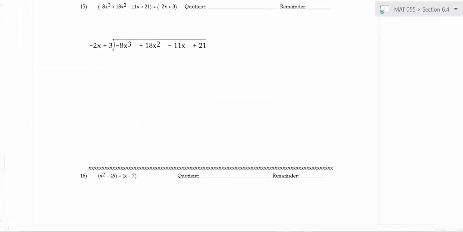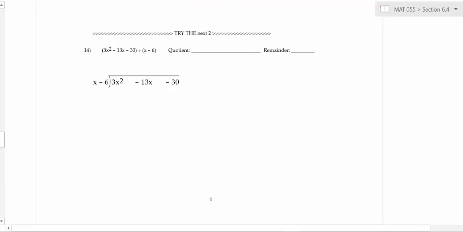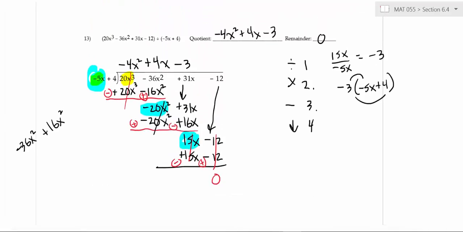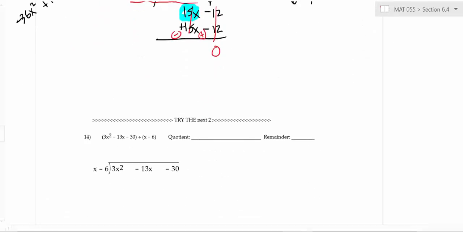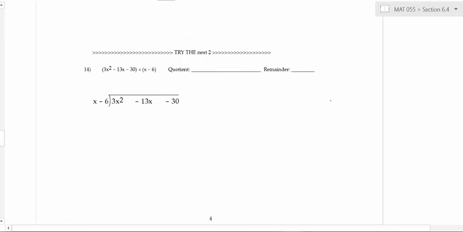I'll walk around and help. Just do the next 2 problems, and let's see how they go. If you need to do some scratch work at the side, just do what I've been doing. You have a division step, a multiplication step, a subtraction step, and a bring down the next number step. And you're going to keep doing that over and over again until you're done. Okay?